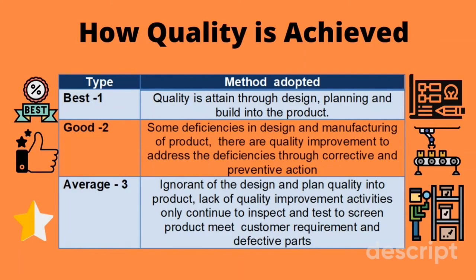Here I have categorized organizations into 3 categories: the best type of organizations, the dream type of organization, the good organization, and the so-called average. So the methods adopted to achieve quality: for the best type, quality is attained through design, planning, and built into the products. This means that during manufacturing, there will be less headache, less problems, and a lot of effort is put in upfront to manage the quality, to plan the quality into the product itself.